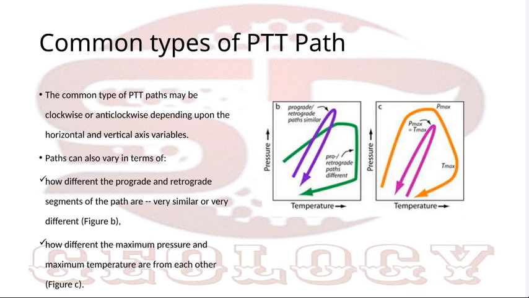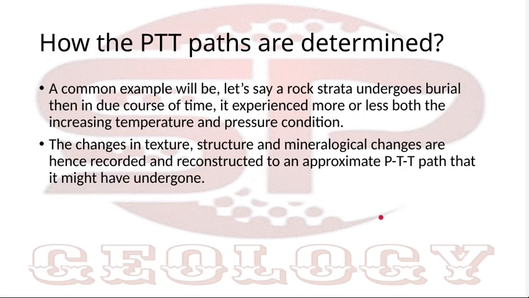So these are prograde and retrograde, the common types of PTT path, clockwise and anti-clockwise, dependent upon the horizontal and vertical axis. And how do they differ in maximum pressure and maximum temperature? An important thing is how PTT paths are determined.